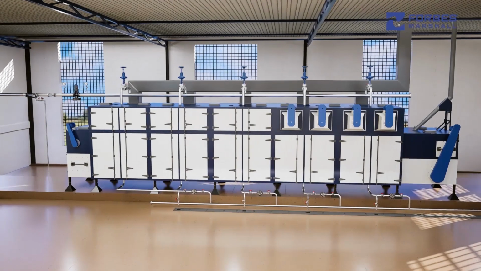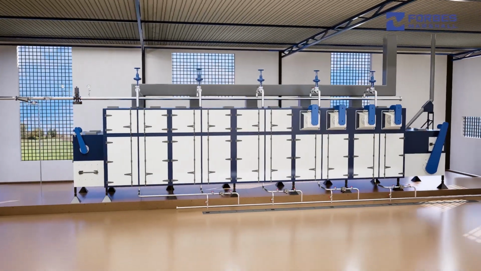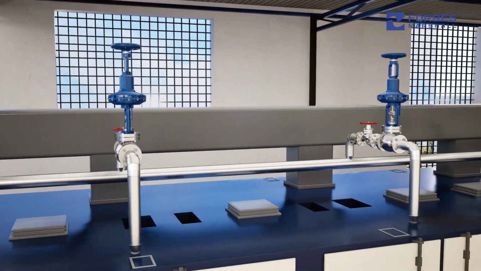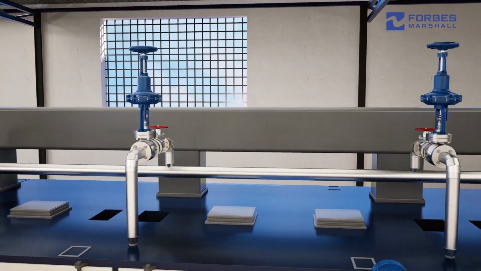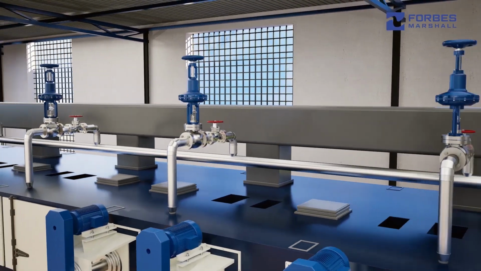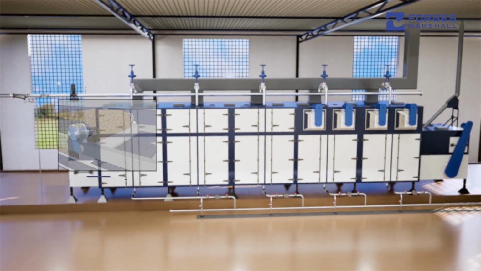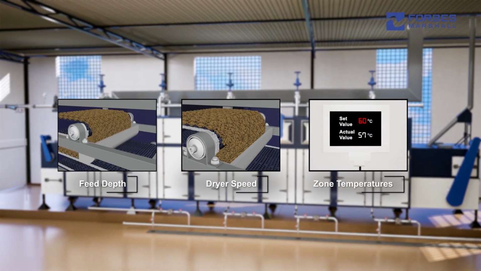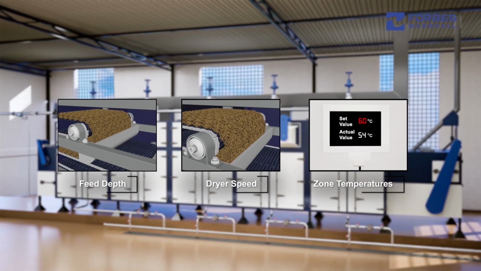Dryers are widely used in feed production to achieve the desired outlet moisture percentage. This process involves passing the feed through multiple zones where it is exposed to hot air. Plants typically adjust the feed depth, dryer speed, and zone temperatures to achieve the desired outlet moisture.